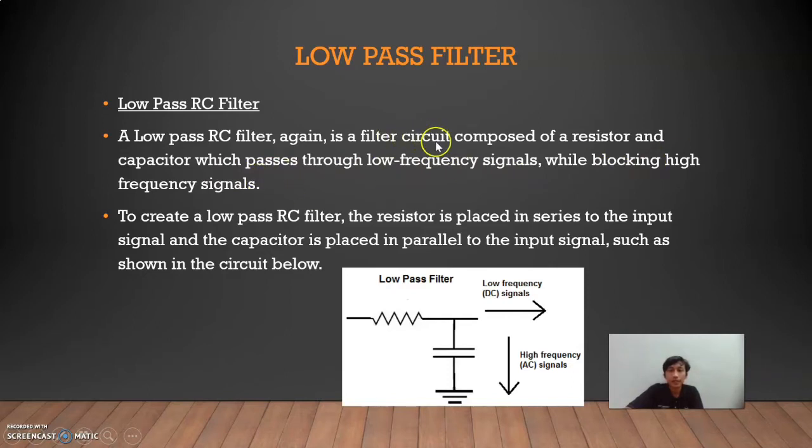To create a low pass RC filter, the resistor is placed in series with the input signal and the capacitor is placed in parallel to the input signal, as shown in the circuit below. This is the capacitor and resistor.